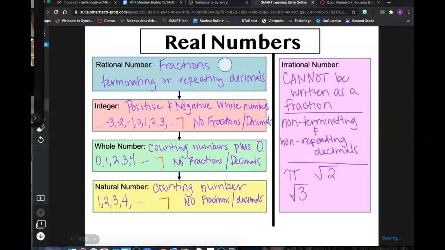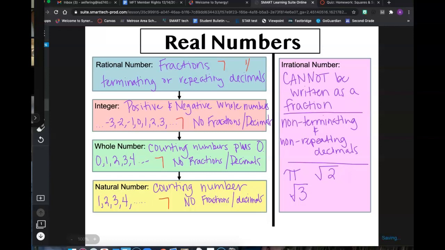7 is also a rational number because I could write it as a fraction, right? I could write it as 7 over 1. So therefore, it's a rational number. Now, if it's rational, it cannot be irrational. Numbers are either one or the other. They're either rational or they're irrational. They cannot be both.